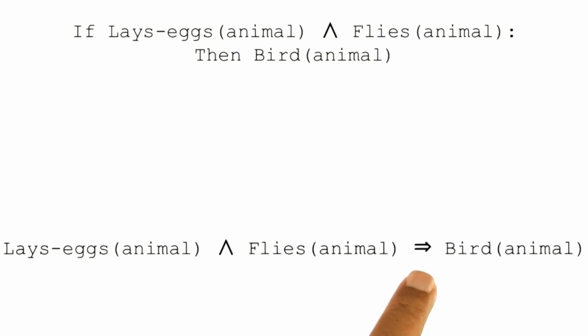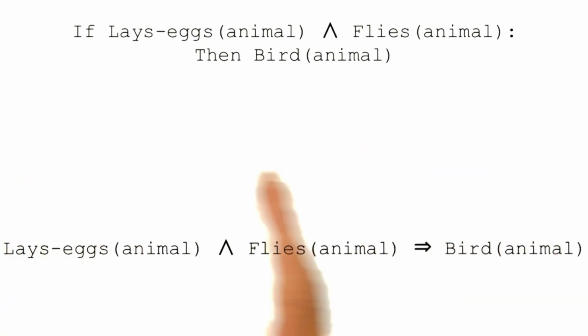In logic, we write this using this symbol, the arrow symbol, for an implication. So if the animal lays eggs and animal flies, implication, animal is a bird. So here is the left-hand side of the implication, here is the right-hand side of the implication. The left-hand side of the implication implies the right-hand side.